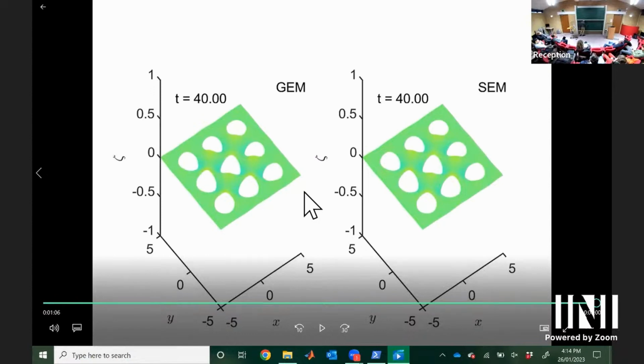Which is the integral of i dt u1 times i dt u2 conjugate plus the gradient of u1 times the gradient of u2 conjugate.